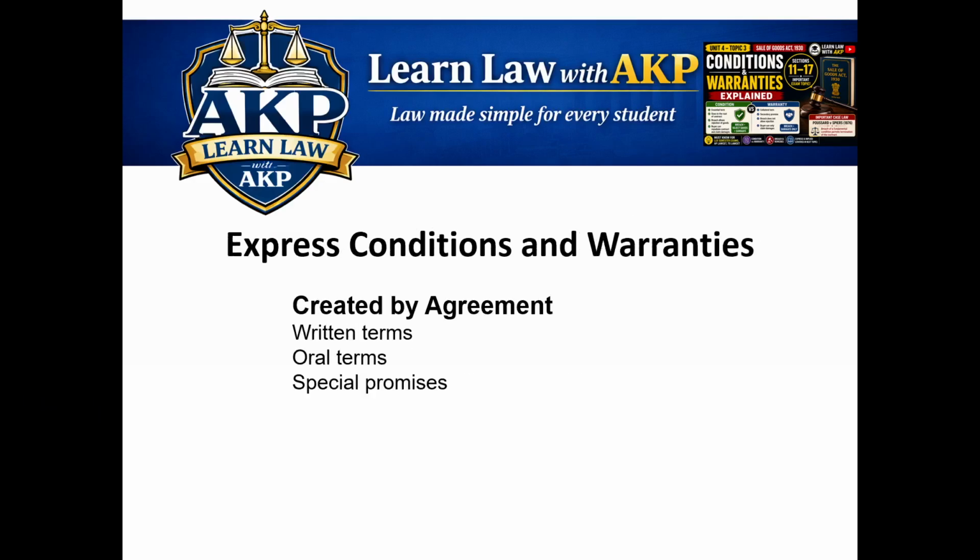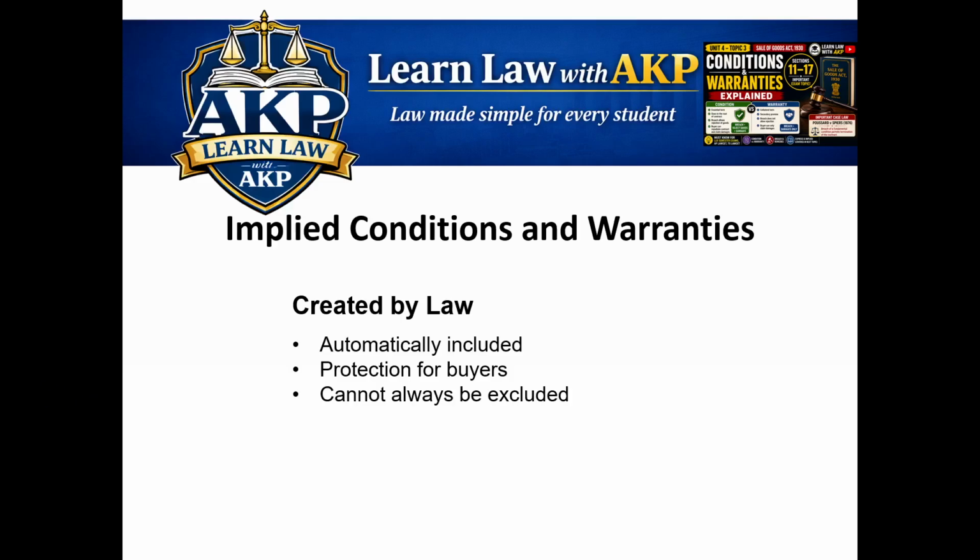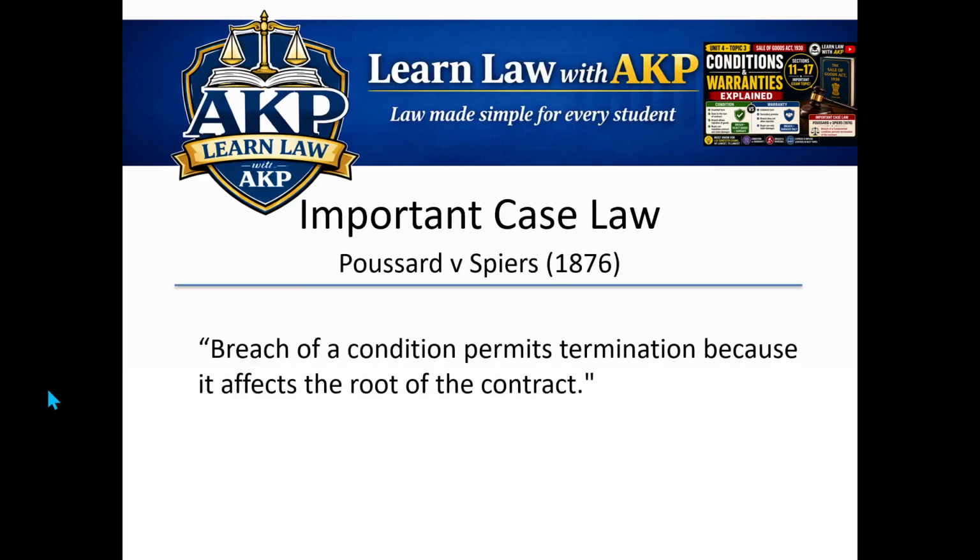Now, conditions and warranties may be expressly stated by the parties. They may be written in the contract or agreed orally. These are known as express conditions and warranties. Their existence depends on the agreement between the buyer and the seller. Now, the law itself may impose certain conditions and warranties even if the parties do not expressly mention them. These are called implied conditions and implied warranties. Their purpose is to protect buyers and ensure fairness in commercial transactions. We will study these in detail in the next topic.